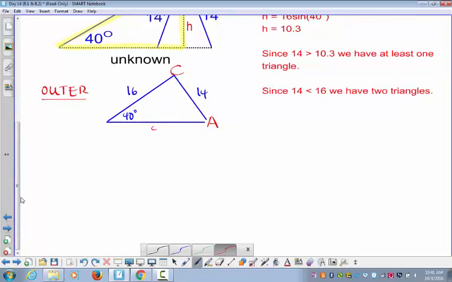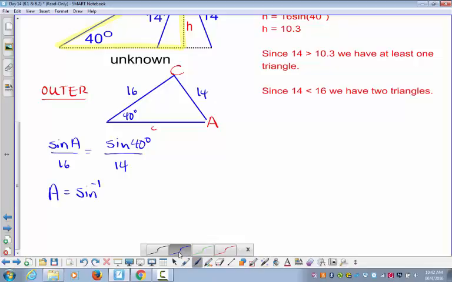Outer triangle. All right, so angle A, let's put it in the numerator since we're trying to find it, on the left. So sine of A over 16 will equal what's the ratio on the right? Sine of 40 over 14. Exactly what everybody was thinking. All right, and then we have to solve that for A. So first we multiply by 16, and then we have to take the inverse sine.